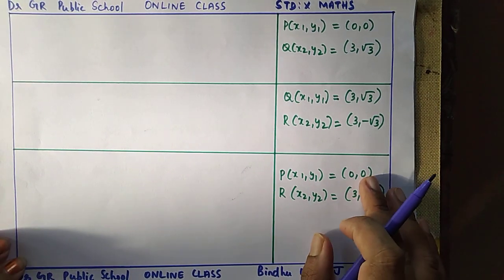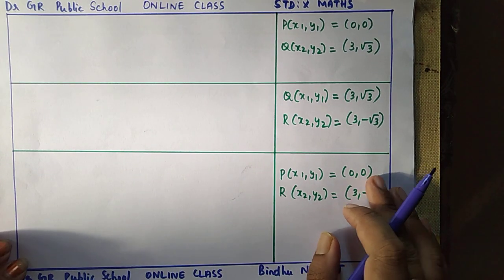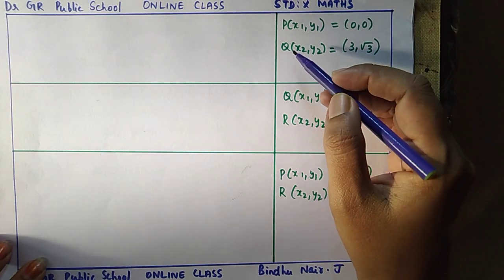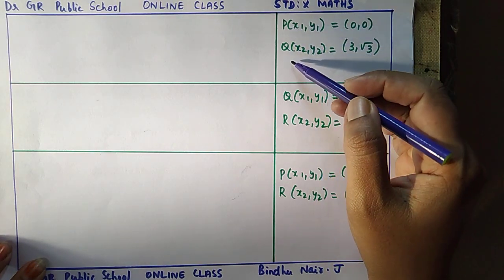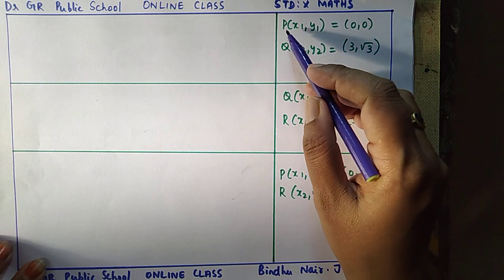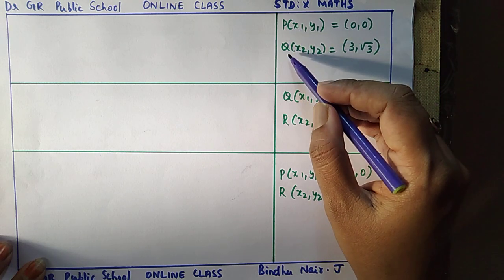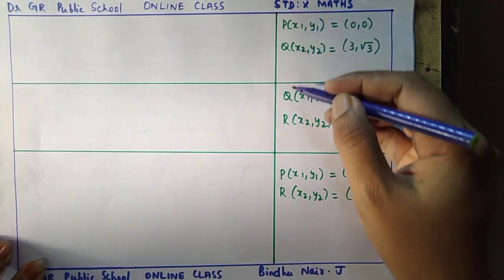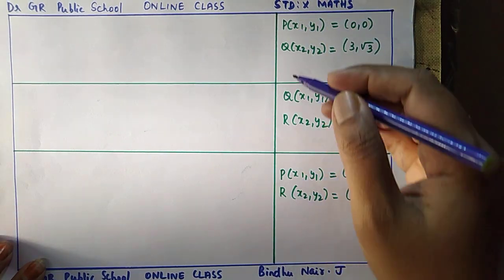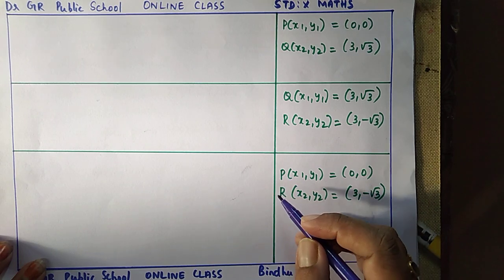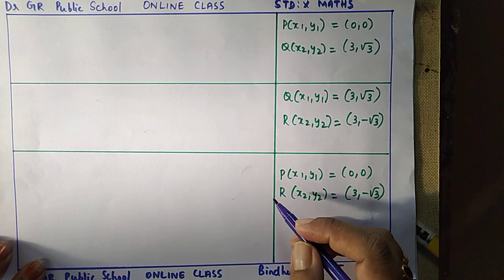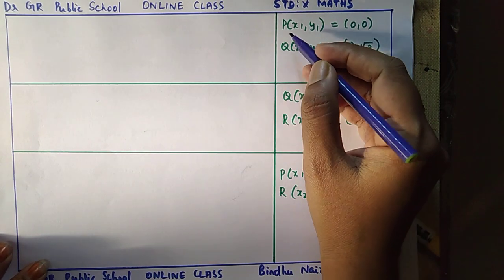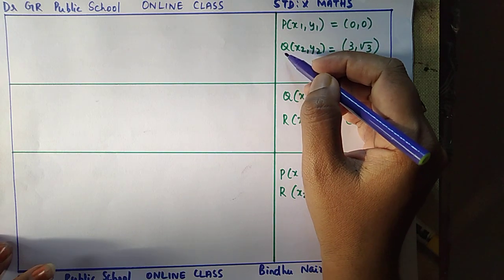So to make the calculation easier, I have written for finding the distance PQ. How will you do, children? P will be our x1, y1 and Q will be our x2, y2. So write the coordinates on the side of the calculation, that is the working column. Then you can apply the distance formula very easily. Okay. So we can first find out what is the distance PQ.